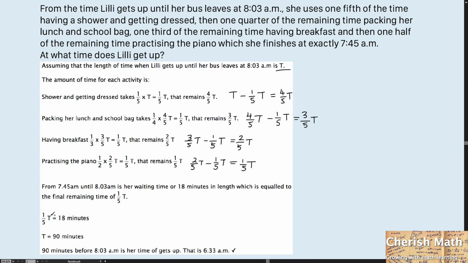I can equate 150 to 18 minutes, and that is produced by using 5 cross multiplied by 18, and I get 90 minutes as the total amount of time for all these activities and the waiting time as well. 90 minutes before 8:03 a.m. is her time of getting up, which is at 6:33 a.m.